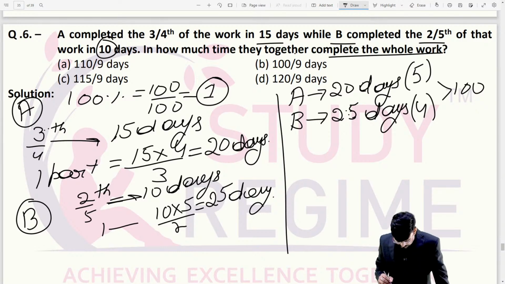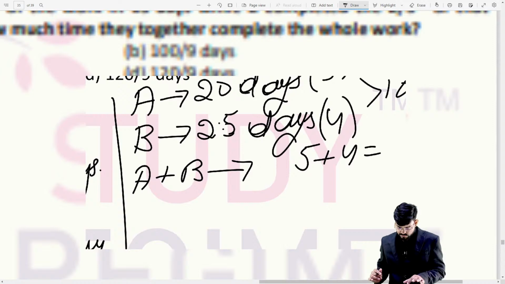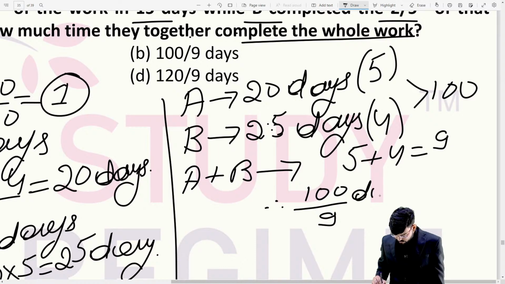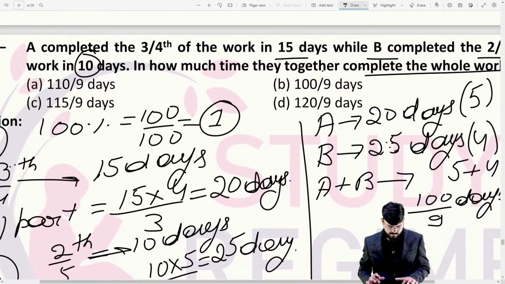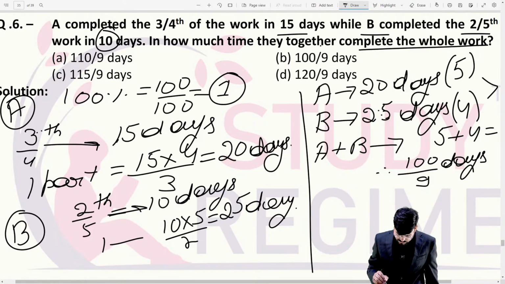Now it is asked that in how much time they together complete the whole work. They means A plus B. If A plus B are working together, 5 plus 4 it will become what? 5 plus 4 it will become 9. So total amount of work to be done is 100 and they do 9 units in one day. So your answer will be B part. Okay. You have got the answer. So here for question number 6 it will be B part. Clear? Very easy question.